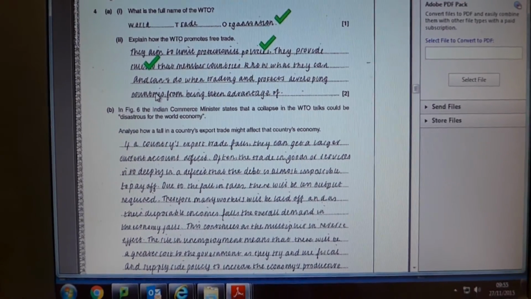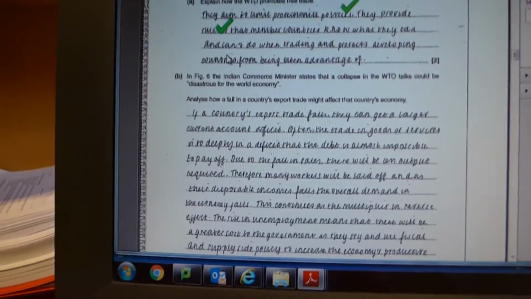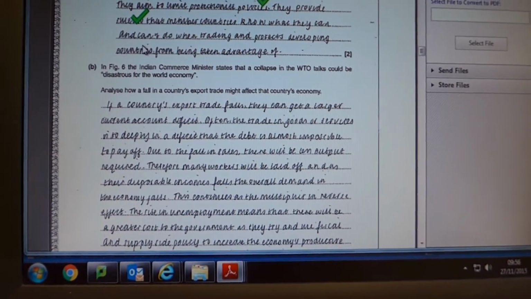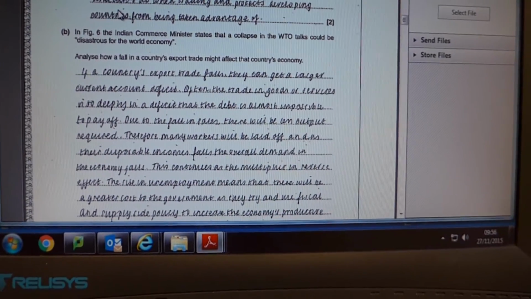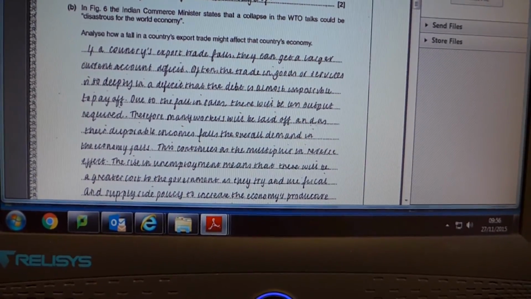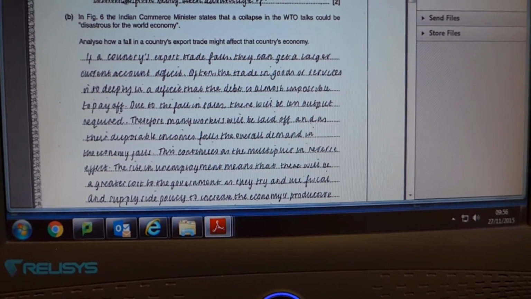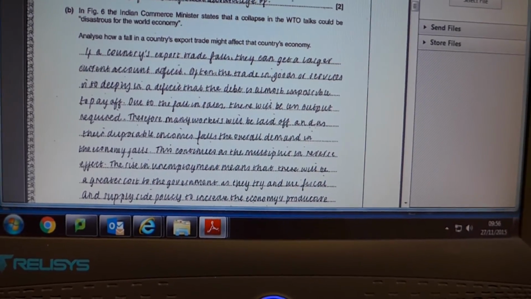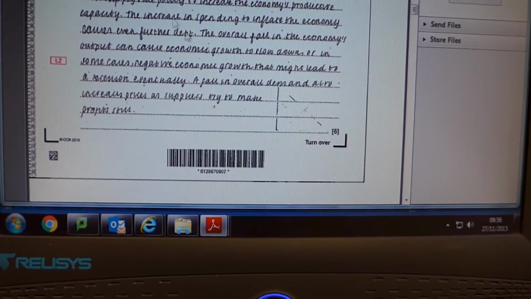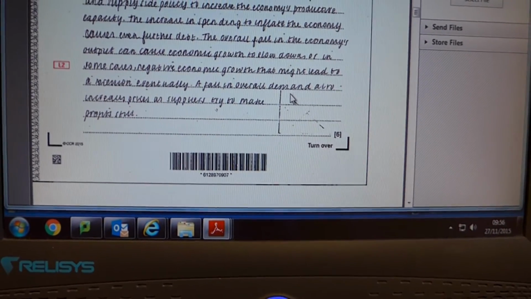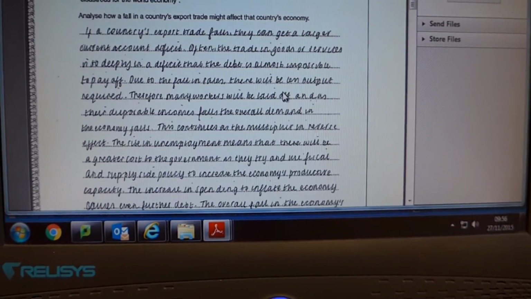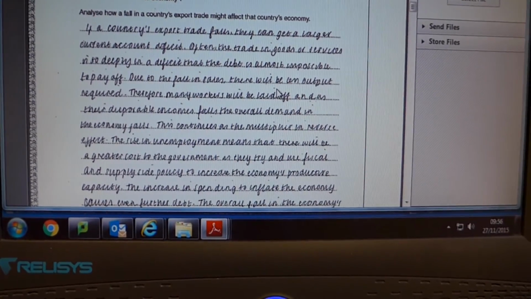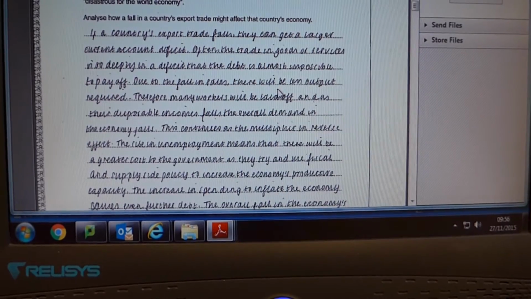Okay, 4B. Analyse how a fall in a country's export trade might affect that country's economy. The word analyse here, ladies and gentlemen, a lot of you have struggled with this, and it's really very straightforward. First of all, when you see the word analyse, I would encourage you to draw a diagram. This candidate has drawn it, it just hasn't come out very well on the scanned image. But you should really draw a diagram, and that will help you so much, because when you describe a diagram you are analysing.